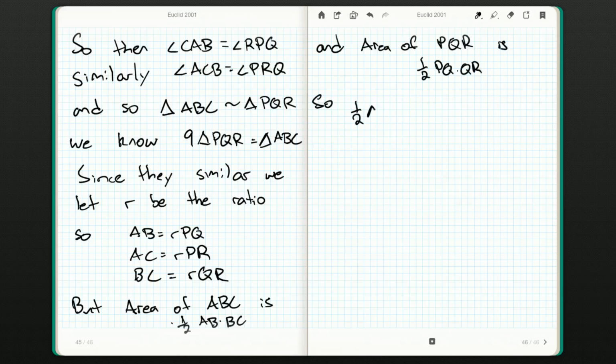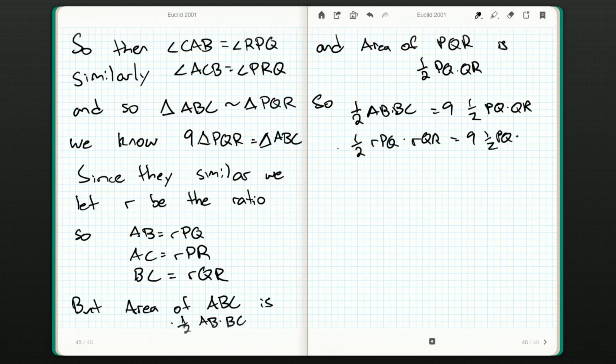So 1/2 of AB times BC is 9 times 1/2 of PQ times QR, but AB and BC can be written in terms of PQ and QR. So R times PQ times R times QR. So we can cancel those guys out, cancel out the halves, and we're left with R squared is equal to 9. So R is equal to 3.